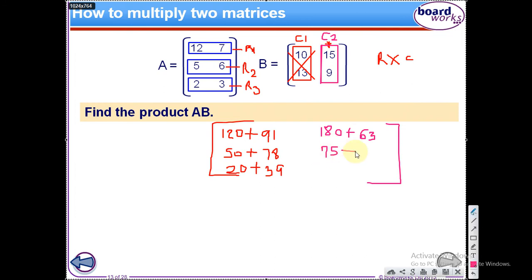Then you now do 6 times 9, so plus 6 times 9. 6 times 9 is what? 54. Okay, so that's all.